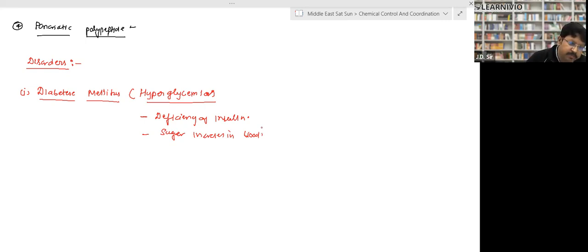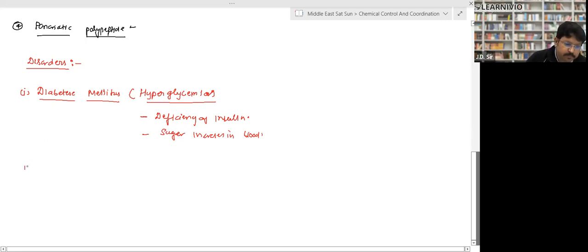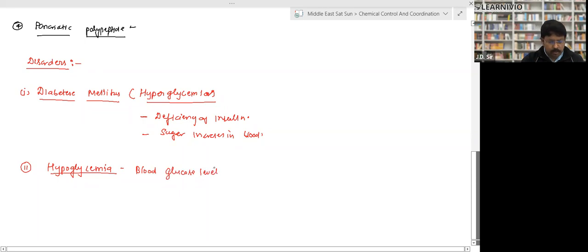Next disease is hypoglycemia. It occurs when blood glucose level falls down below the normal.